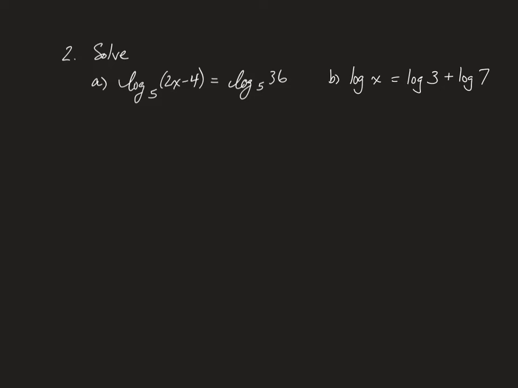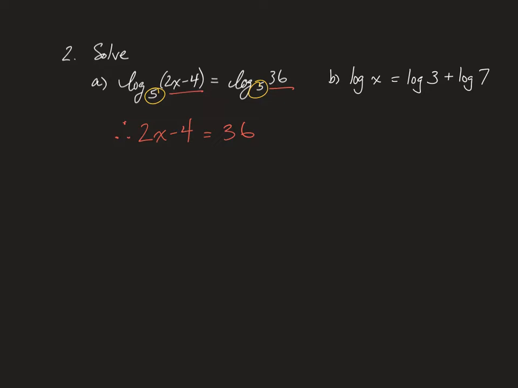Take a look at the very beginning, question 2a. You've been asked to solve that equation. You notice, where is your variable? It's inside the log. You've got to get it out somehow. One of the ways for us to be able to solve it is using equivalent logs. Notice that I have a single log equal to a single log, and those bases are the same. And so equivalent logs allows me to say that 2x minus 4 must equal 36. This result must equal this result.